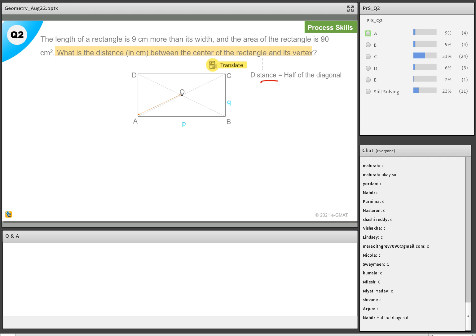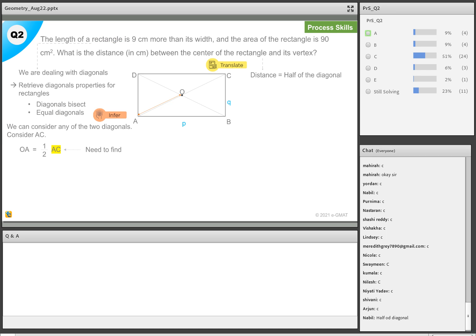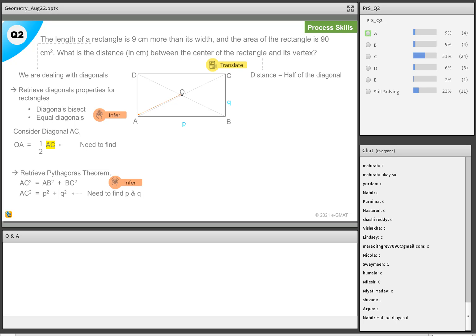Okay, now that we know that we need to calculate half of the diagonal, we first have to calculate the entire length of the diagonal. Only then we'll be able to calculate half of it, right? So what's given in this question? We are given a rectangle. What properties of diagonals of a rectangle can we infer? We know that diagonals bisect each other. We also know that diagonals are equal in length, right? Okay, so whatever the length of AC is, the length of OA, which we need to find out, would be half of AC. That's what we need to find out.